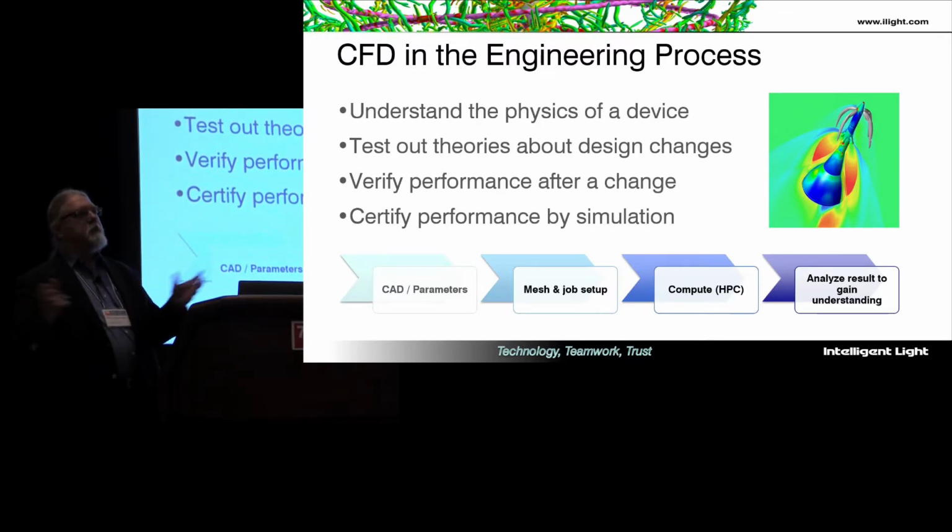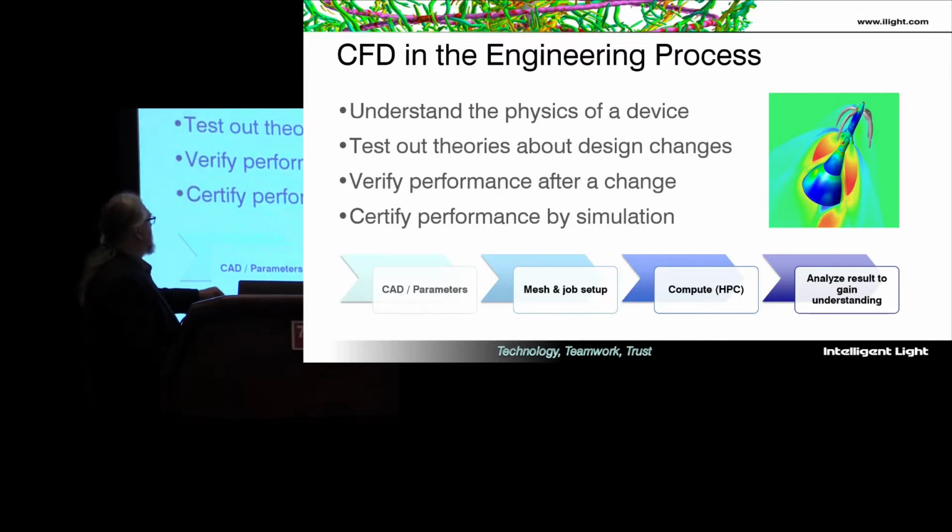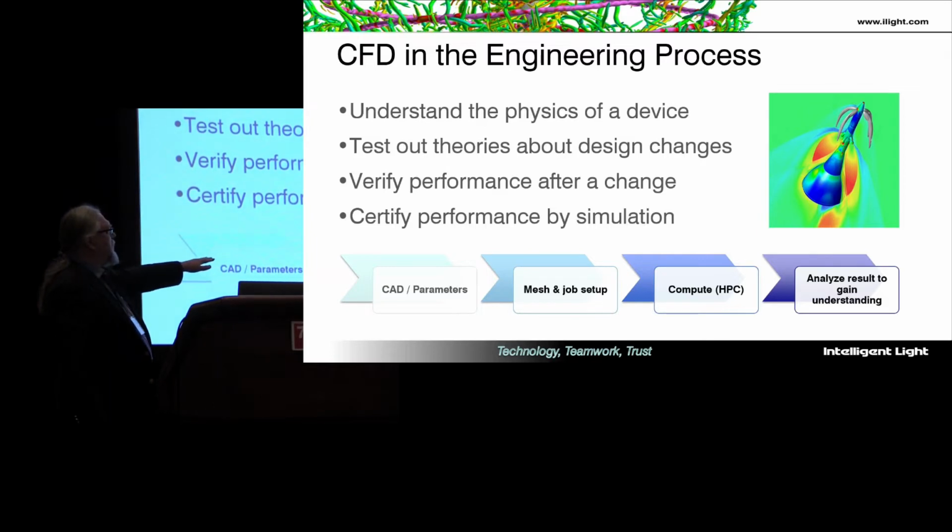But in order for all these pieces to come together, the simulation has to be believable and the uncertainty has to be well understood. And the general steps are, you have some CAD or some geometry, you create a discretization, set up the job, compute it on some kind of HPC resource, and then analyze the result.